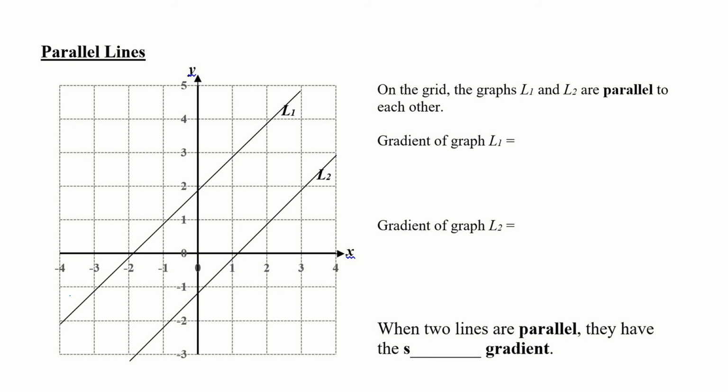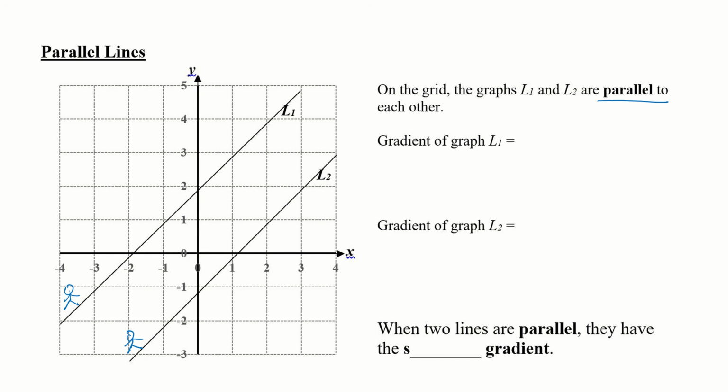If, let's say, I have to climb the two slopes, L1 and L2, they will be the same steepness, so you will have the same kind of difficulty, right? If it's going to be easy for both, then it's going to be the same. On the grid, the graphs L1 and L2 are parallel, so these are parallel lines. So what is the gradient of L1?